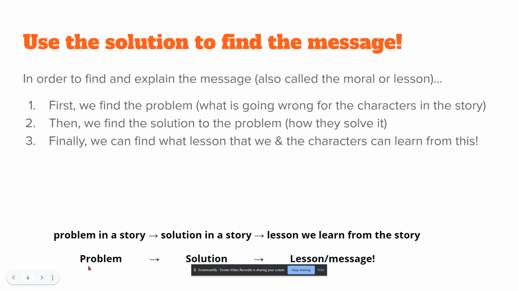So for example, yesterday in The Dot, the problem in the story was Vashti felt that she couldn't draw. The solution in the story: her teacher liked the single dot that she made on the paper. That encouraged Vashti to continue and make more dots. So a lesson that we can learn from this story is sometimes we just have to start something.